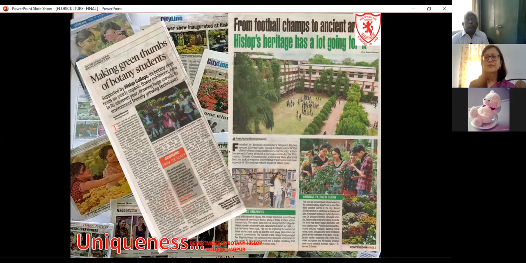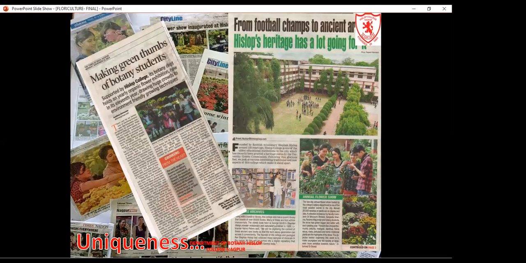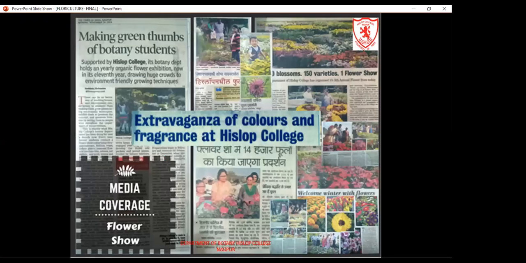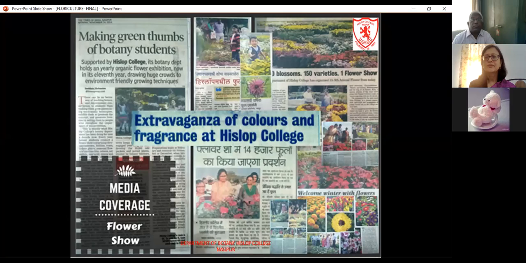Initially, when we started it, it was perceived as a small college event. But over the years, it has become an important event in the city's garden calendar. This show of chrysanthemum and the seasonal flowers has around 20 to 25,000 plants grown in house. All these 25,000 plants are grown in Hislop College in the department. None of the plants, students, none of the plants are outsourced from outside. बाहर से एक plant भी नहीं आता है.